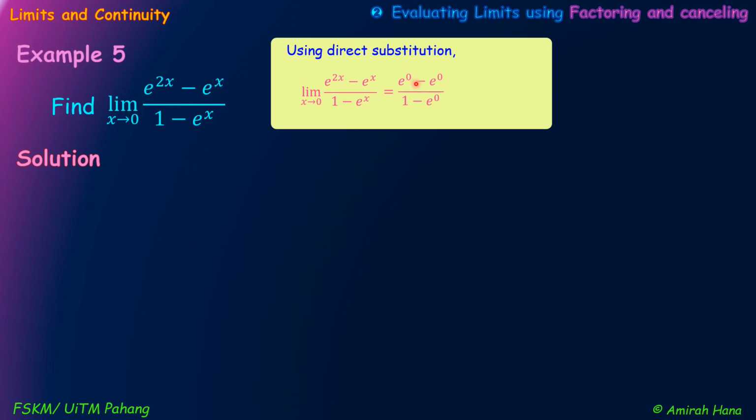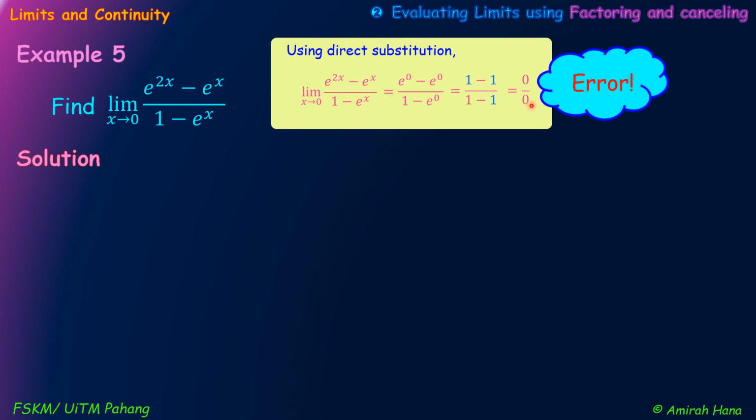We get (e^0 minus e^0) over (1 minus e^0). Then we get e to the power of 0, any number to the power of 0 equals 1, and then minus 1 over 1 minus 1. From the properties of indices, any value to the power of 0 equals 1. So that's why we get this. After we simplify, we get 0 over 0, which is an error. So we cannot use direct substitution. What should we do?